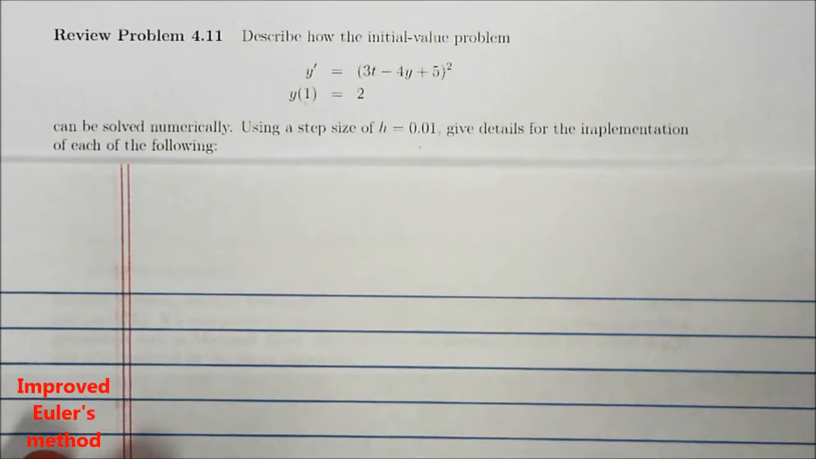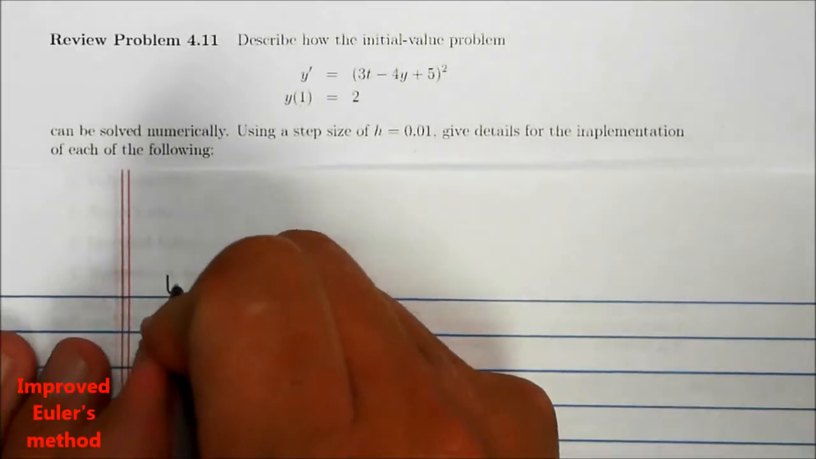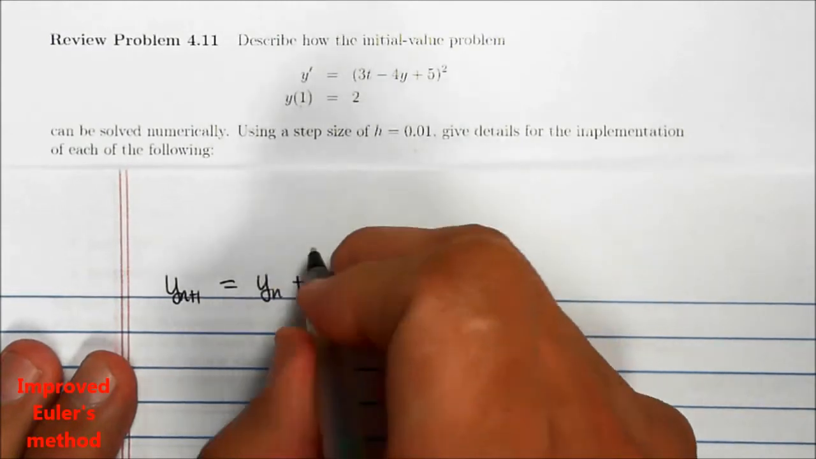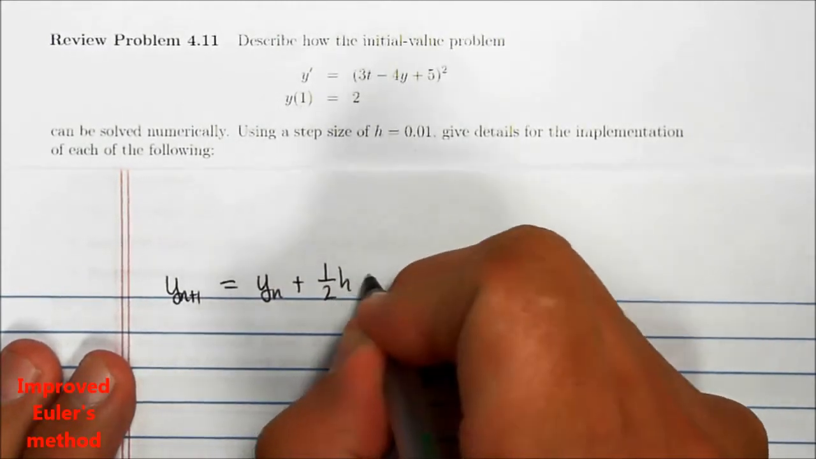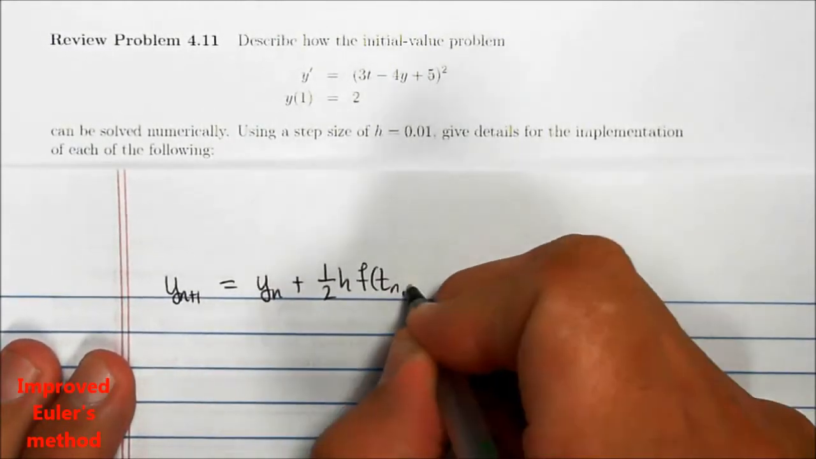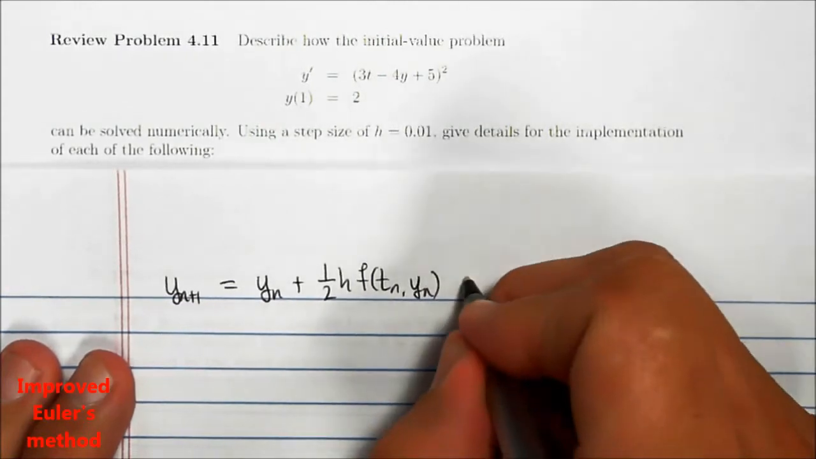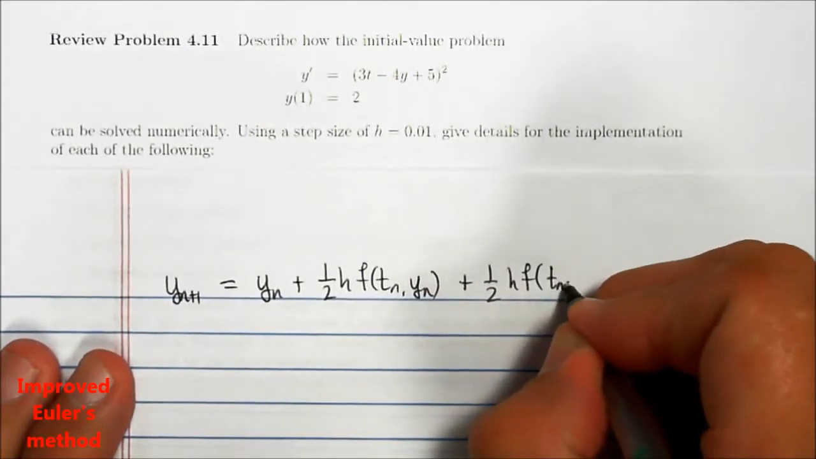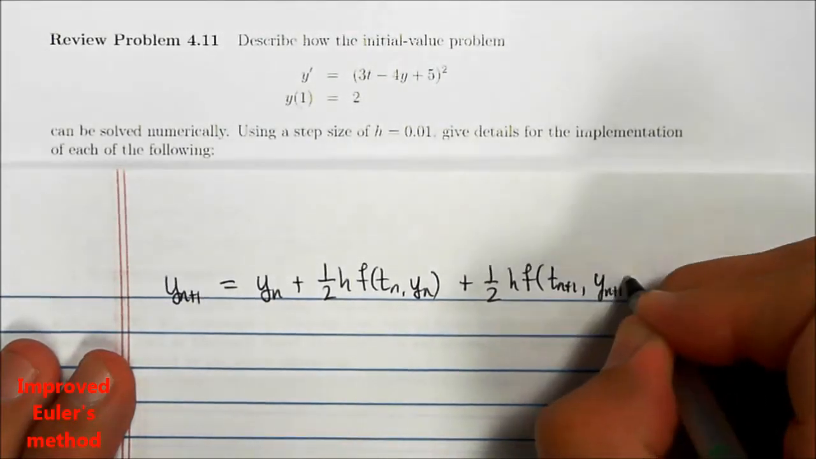Okay, let's now talk about how to solve this initial value problem using the improved Euler's method, using the predictor corrector. Now, the implementation of the improved Euler's method looks like this. Y sub n plus 1 is equal to y sub n plus 1/2 h times f of t sub n, y sub n, plus 1/2 h f of t sub n plus 1, y sub n plus 1.